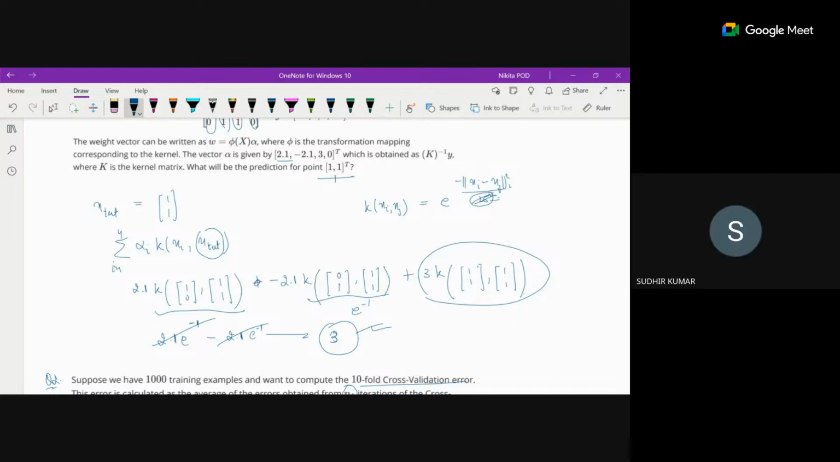This 3, how is it the norm of? No, this 3 is 3 times this, right? So k of 1 1 comma 1 1 is just going to be e to the power minus of the norm square of xi minus xj. So 1 1 minus 1 1, basically you got 0. So e to the power 0 is just 1. Yes, so that's how you got 3.